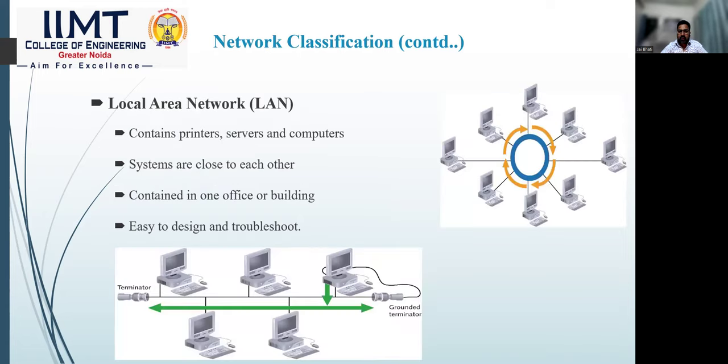Next is local area network, that contains printers, servers, and computers, which are very close to each other and they are connected through the bus, ring, or mesh topology. It is easy to design and troubleshoot, and it may be contained in one office or a building.